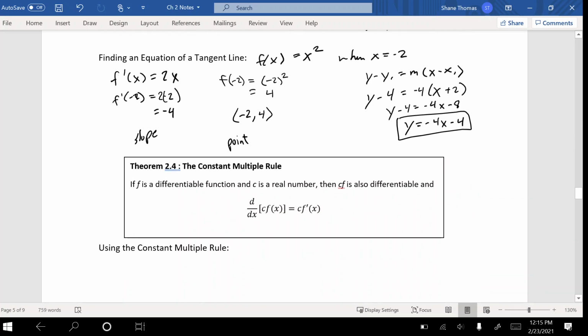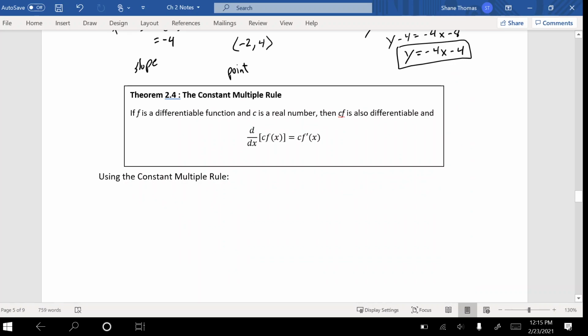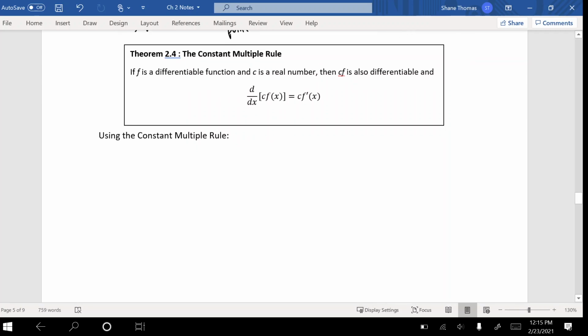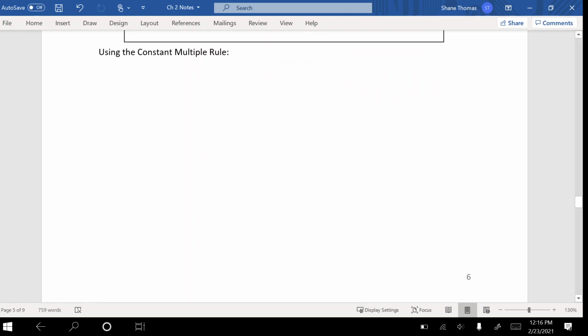Next one. If f is a differentiable function and c is a real number, then cf is also differentiable and d/dx of c f(x) equals c f prime of x. A whole lot of stuff going on there, right? Basically, it means if you have a coefficient, set the coefficient aside, find the function, differentiate it, and then multiply them.